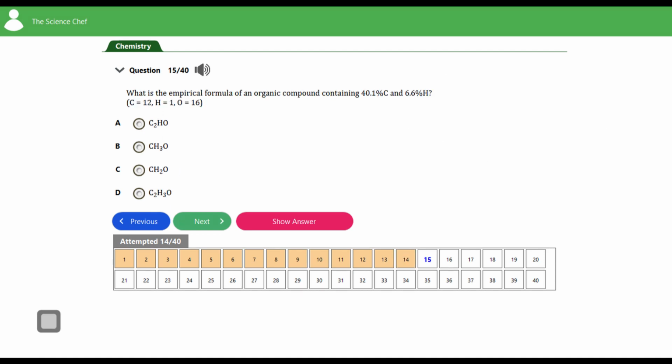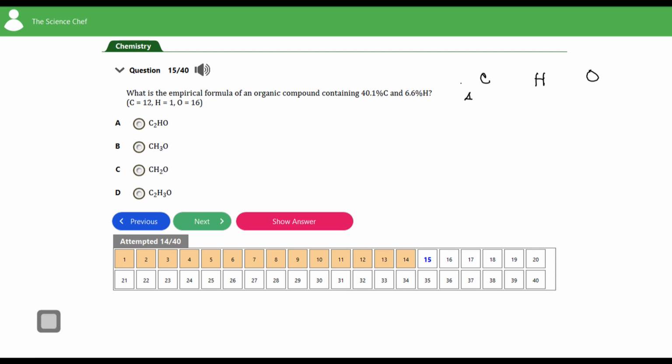C. Question 15. What is the empirical formula of an organic compound containing 40.1% of carbon and 6.6% of hydrogen? We are given the relative atomic masses of carbon, hydrogen, and oxygen. Now we look at this question, you find out that the percentage composition of the elements given to you does not add up to 100%, right? It means that there's something missing, and you are given 3 elements, carbon, hydrogen, and oxygen. It means that the balance should be oxygen.